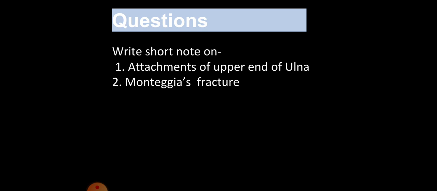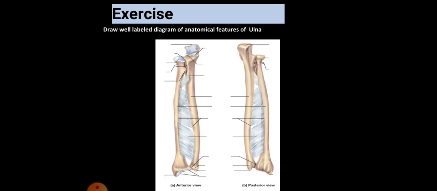Second question is Monteggia's fracture. So in this we have discussed the applied right now. You include that. Now this is the exercise for your files. You have to draw this diagram and label all the structures which are demarcated, and you can use only black pencil or black pen for drawing this diagram and highlighting all these structures.